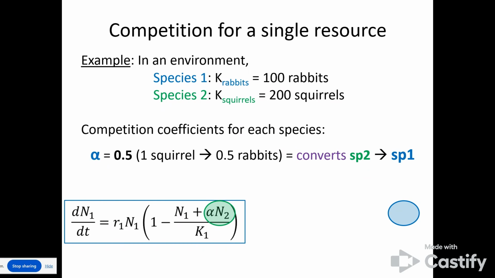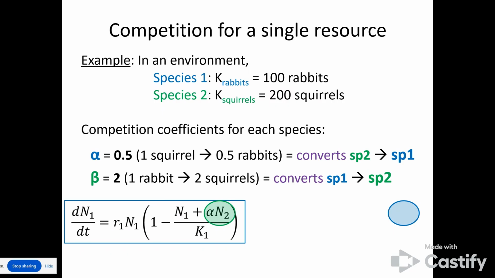What we're adding here is this alpha N2, this conversion of squirrels to rabbits in this case, of species 2s into species 1s. So we've got the amount of resource that species 1 is taking up, and then some additional amount of resource that our second species is taking up. All of that relates to our proximity to K, and influences our actual realized growth rate. So for the other direction, converting species 2 to species 1, our units are opposite. Number of squirrels per rabbit. Number of squirrels per rabbit is 2 over 1, or 200 over 100, or 2 in this case, given these numbers. So that's beta. How many squirrels could be supported by the amount of resource that rabbits are taking up?